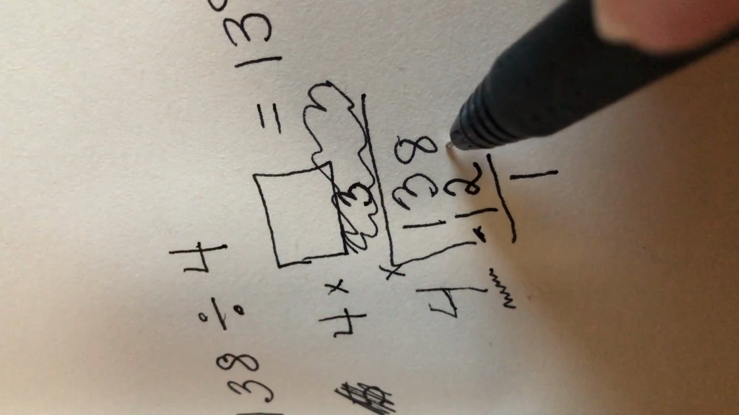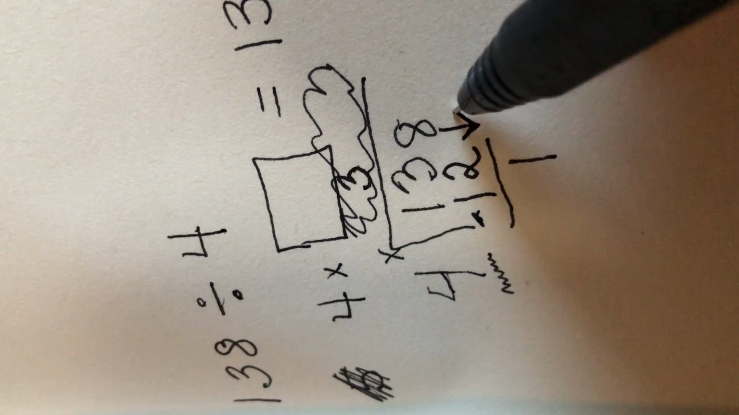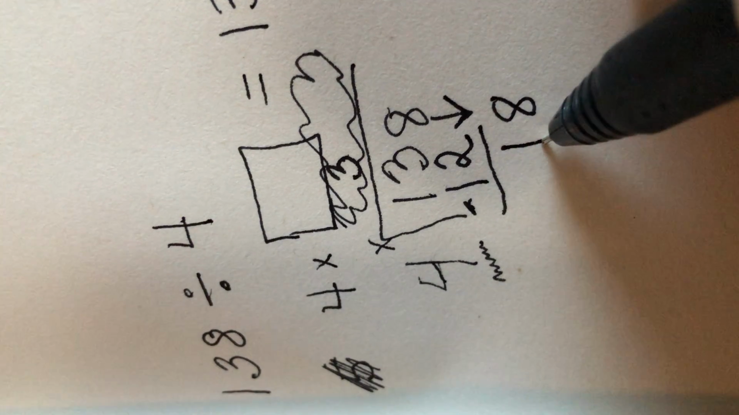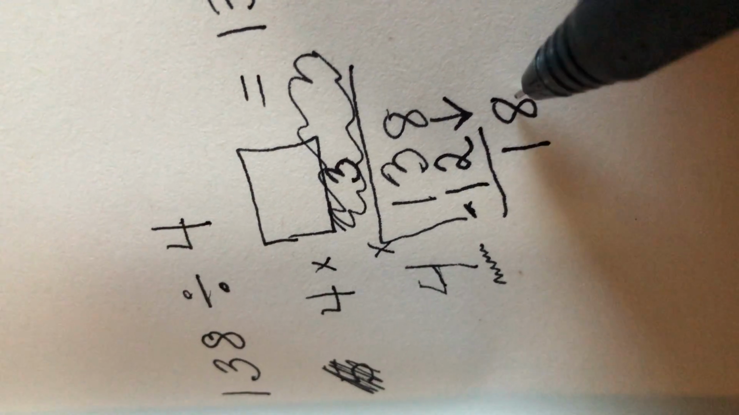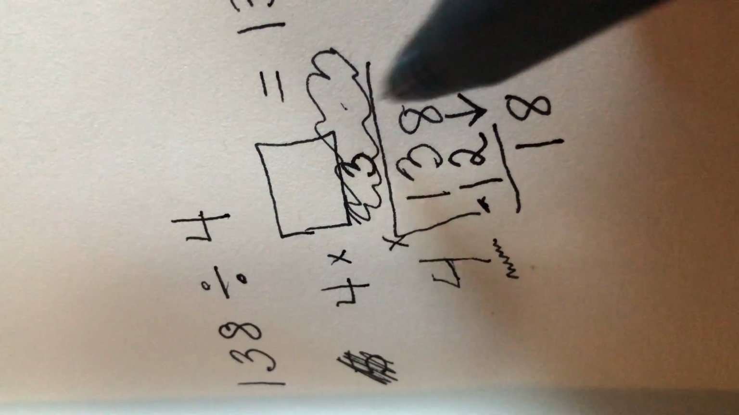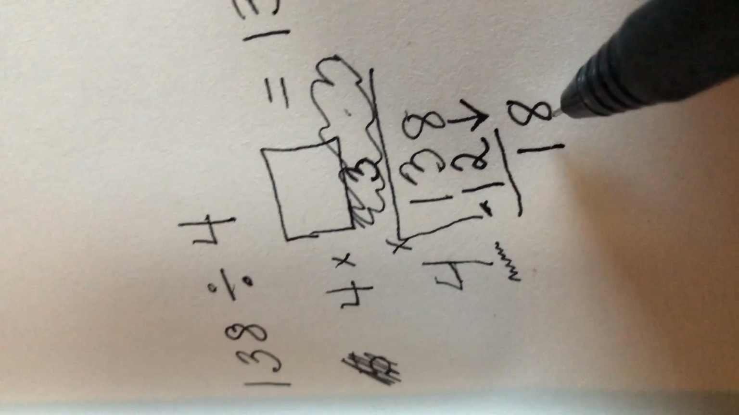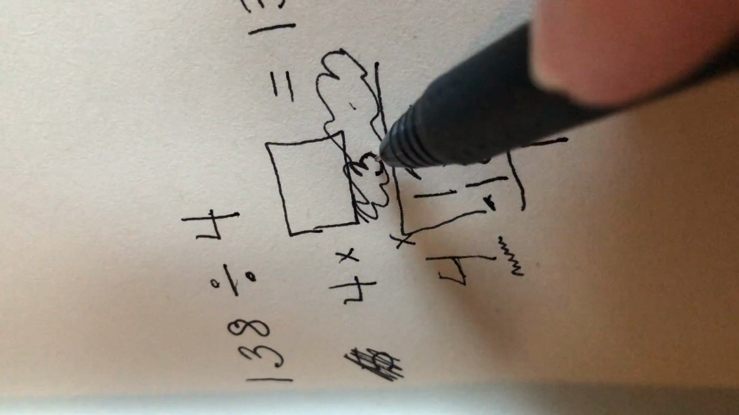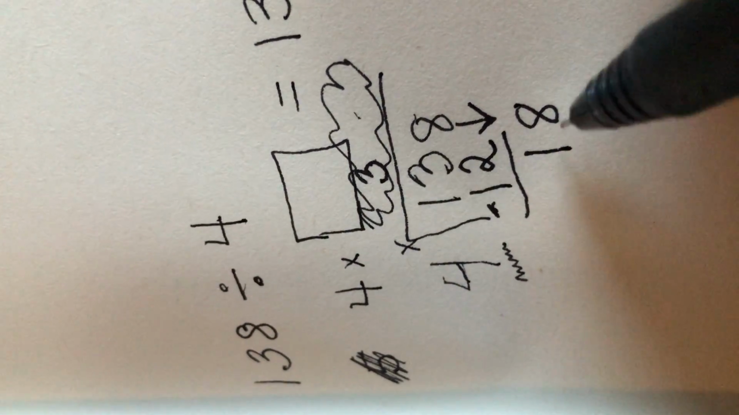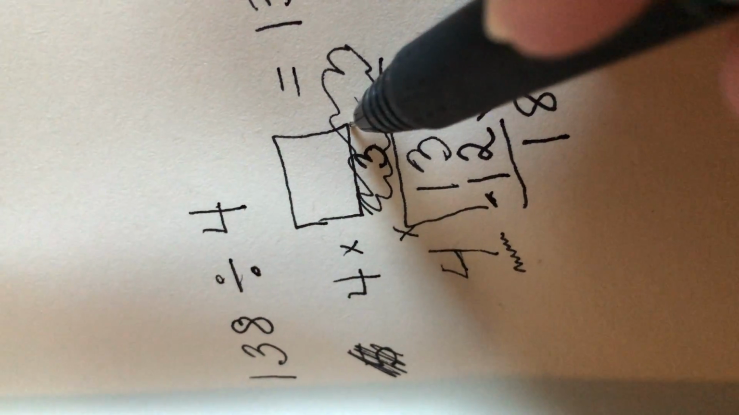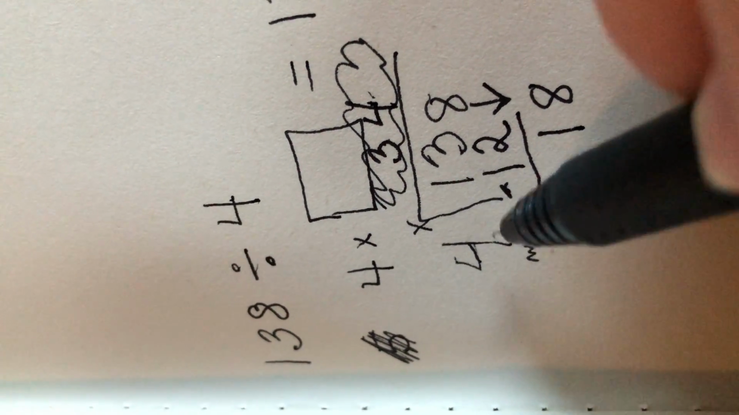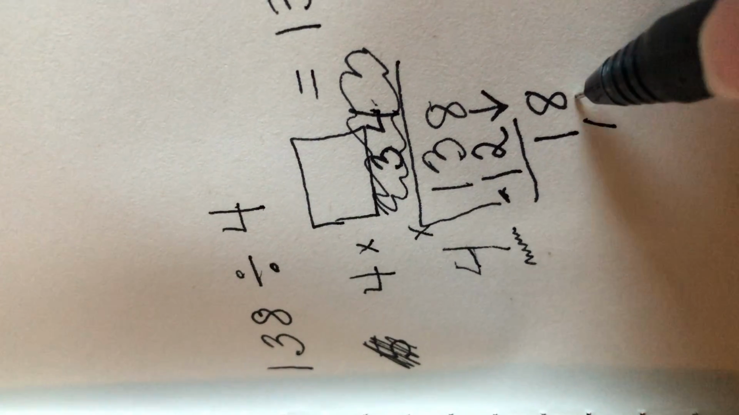So then I need to do the rest of the problem. Since I haven't used the 8 yet, I'm going to bring it down here with the 1 that was left over. And now I have the number 18. So then I'm going to say, well, 4 times something should give me 18, or close to it without going over. Well, we know 4 times 3 was 12, and 4 times 4 is 16. That's going to get me close to the 18. So I'll put the 4 up here. 4 times 4 gives me 16, and I'll write that down below.